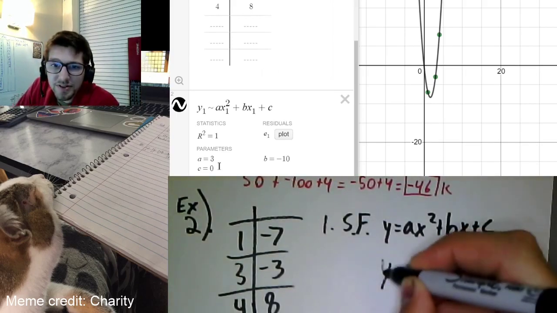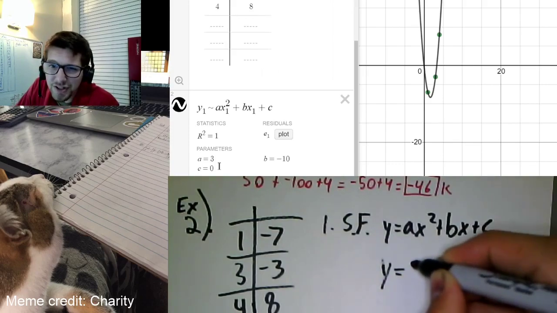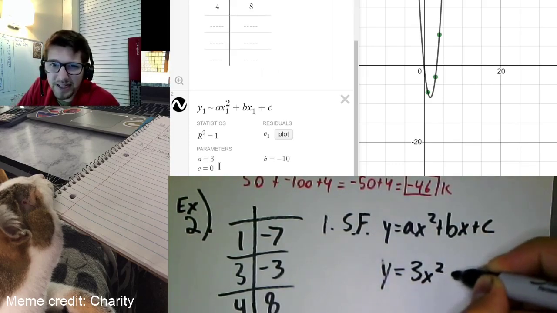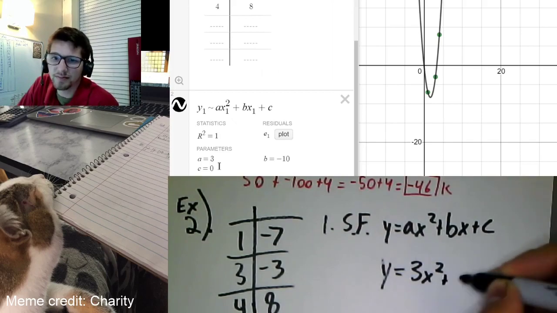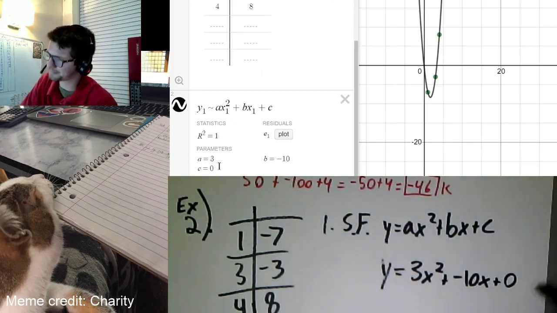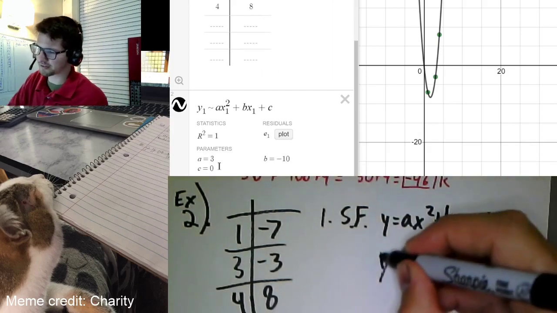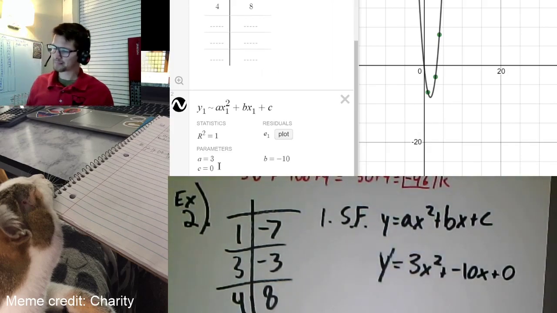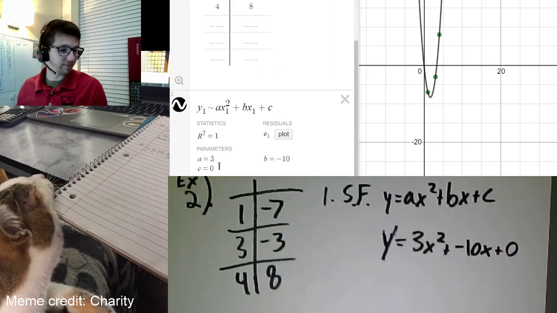So y equals ax squared, a is 3, b is negative 10, negative 10x, plus c, c is 0, plus 0. If you don't want to write plus 0, you don't have to, because it doesn't mean anything. Alrighty, I have my standard form equation.